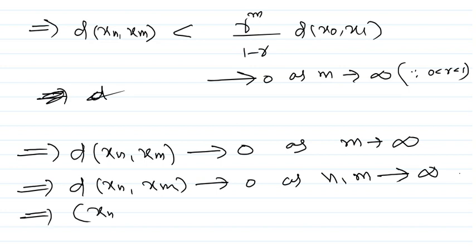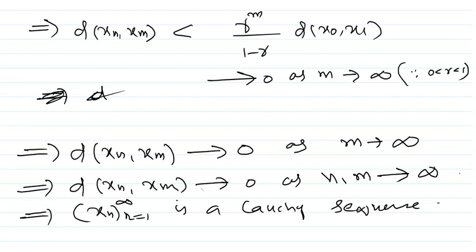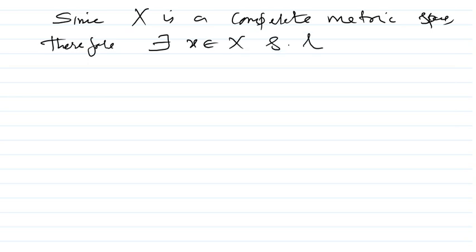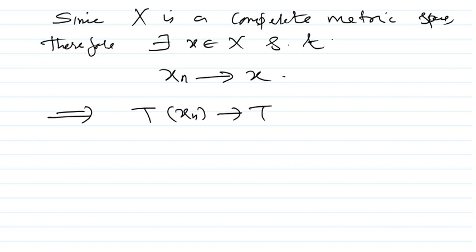So which implies this sequence xn, n running from 1 to infinity, is a Cauchy sequence. Now since X is a complete metric space, therefore there exists x in X such that xn converges to x. But then since T is continuous, because every contraction is continuous, T of xn approaches T of x. As T is a continuous mapping, T of xn converges to T of x.